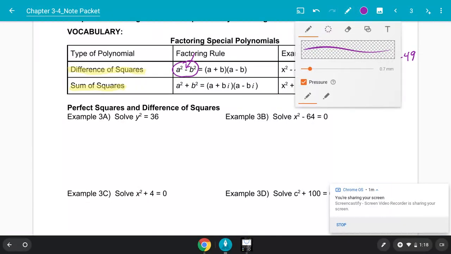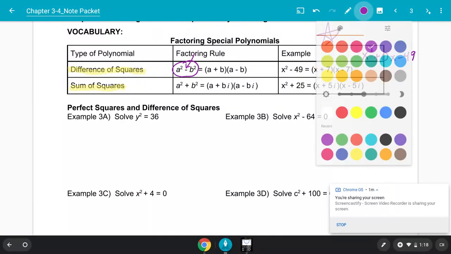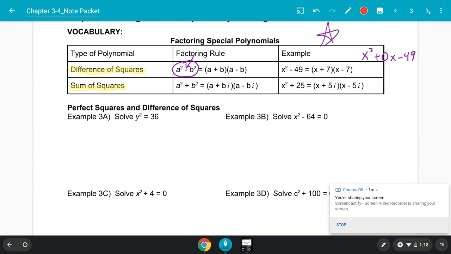What you'll notice is that you just square root this and make one positive and one negative. Square root this, so you get x and 7, x and 7. You do a positive and a negative. The reason those signs need to offset is because a positive times a negative has to equal a negative. Okay? So if there's a plus sign between them, it's not going to be a difference of squares.